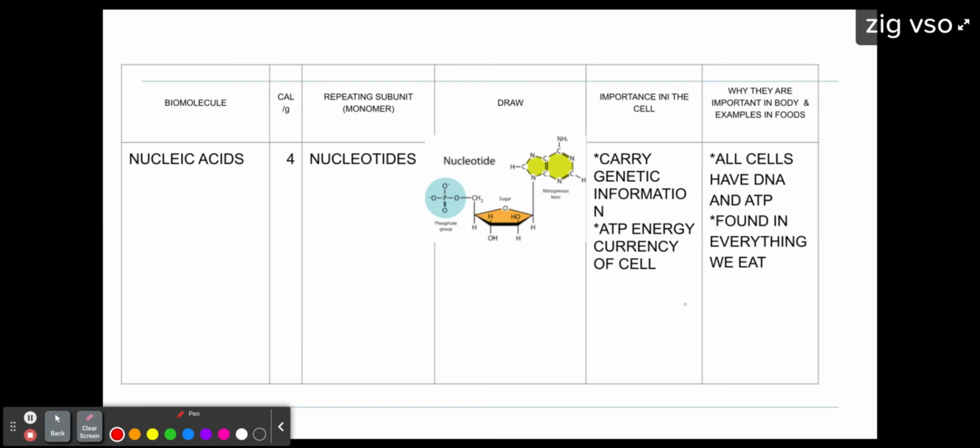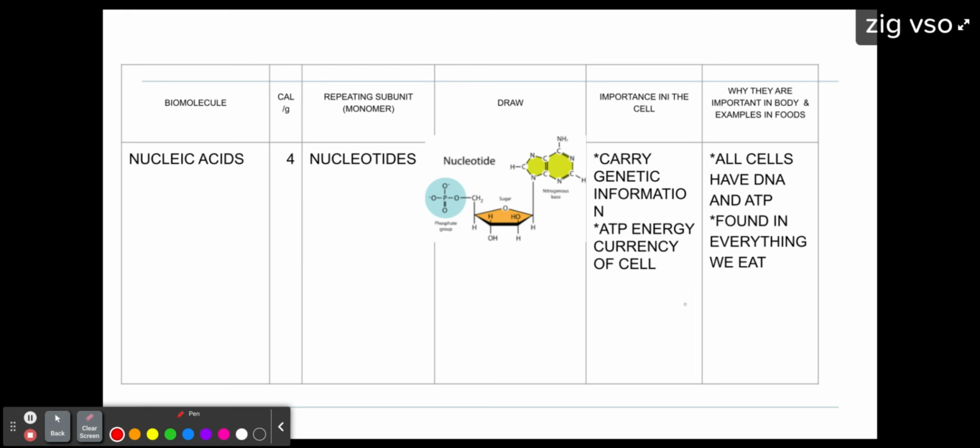Nucleic acids are the next biomolecule. They have 4 calories per gram. They're made up of nucleotides. Remember, they have the sugar, the phosphate group, and the nitrogenous base. They really only have one function: to carry genetic information. That genetic information is actually the recipes to make proteins. And then ATP obviously is the energy currency of cells.